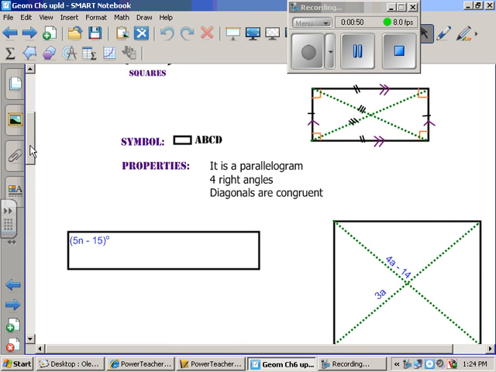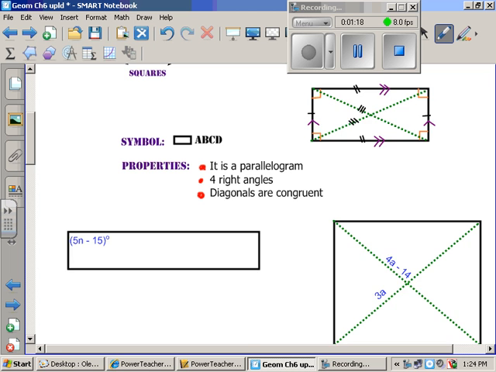So all these rectangles, rhombuses, and squares all have all the characteristics of a parallelogram. So opposite sides are congruent, opposite angles are congruent, consecutive angles are supplementary, diagonals bisect each other. Okay, and it has some other characteristics. For a rectangle, the other two characteristics are that it has 4 right angles and the diagonals are congruent.